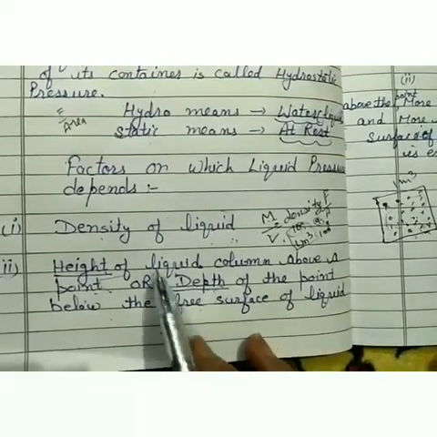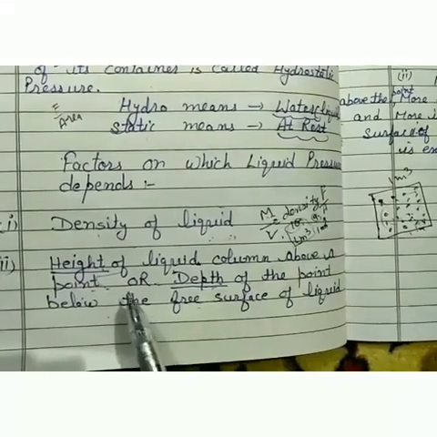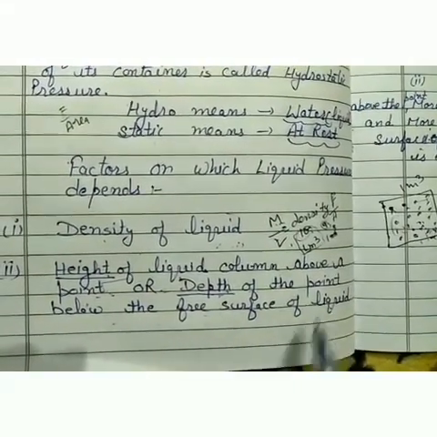So the liquid pressure depends only on two factors: density of the liquid and height of the liquid column above the point where we want to find the pressure, or depth of that point below the free surface of the liquid.